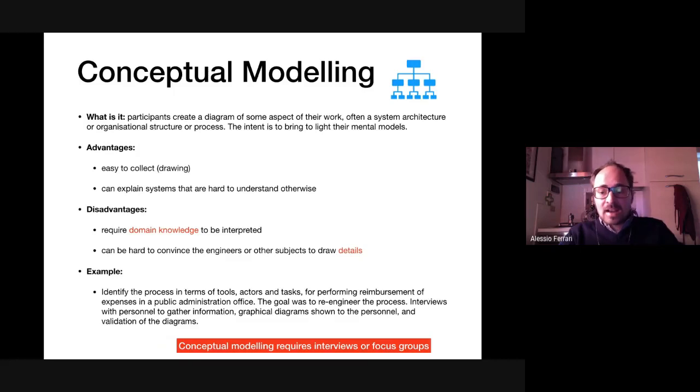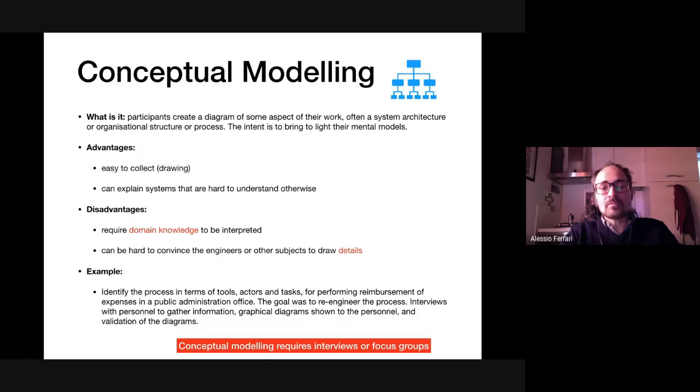Conceptual modeling is the final type of inquisitive technique. Basically, conceptual modeling is normally mixed also with activities like actual interviews, because you ask participants to create a diagram of some aspect of their work. For example, the architecture of the system, or the software process, or the process in their organization. The idea is to bring to light their mental models, and also to better understand the domain, the organization, how things work, how information flow goes.